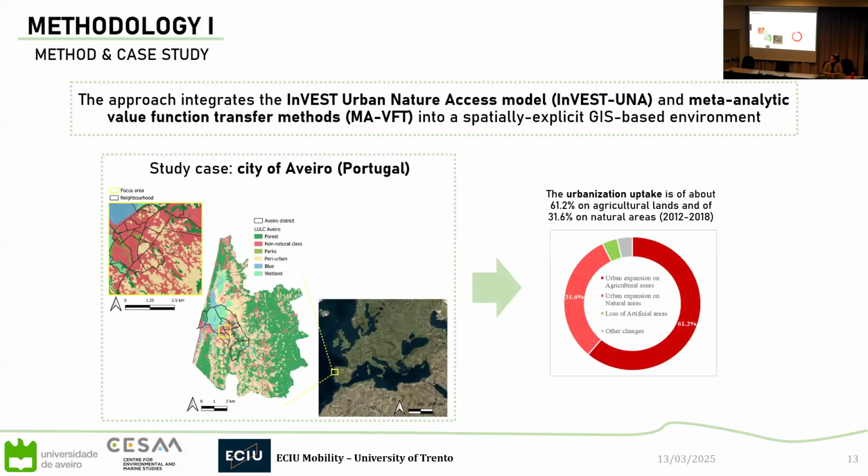Specifically, I'm focused on a small area, the city center of Aveiro, mainly because of the urbanization uptake. The sources are quite old, 2012 and 2008, but it's still increasing. So we decided to focus on that area and see how much they need implementation of nature.